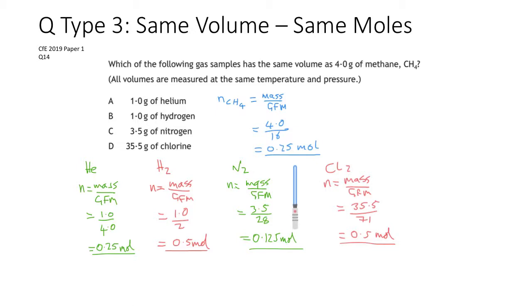It matches the methane. Now you must remember your diatomic elements. If you don't remember these are diatomic, you'll get the wrong gram formula mass, and then you'll get the wrong moles, which means you won't get the right answer. So you must remember your diatomic elements. So the answer to this one, helium, A, 1 gram of helium is the same volume as 4 grams of methane.